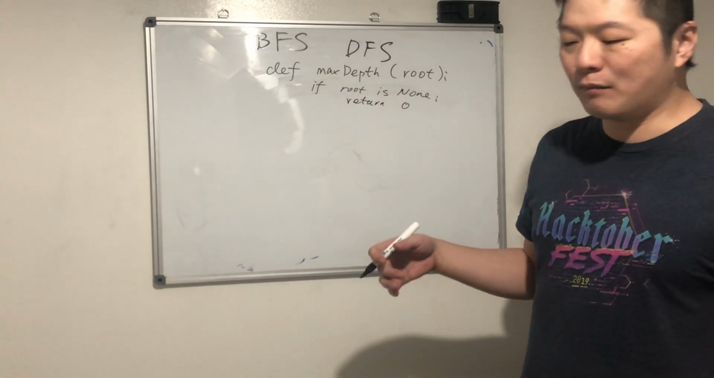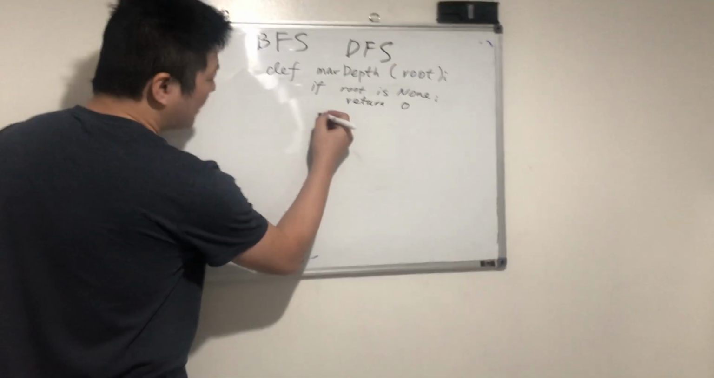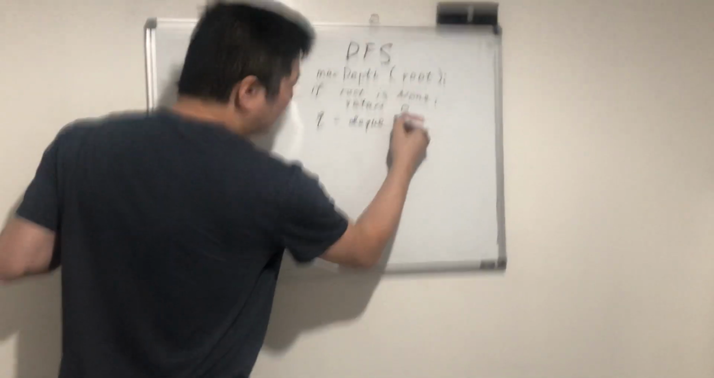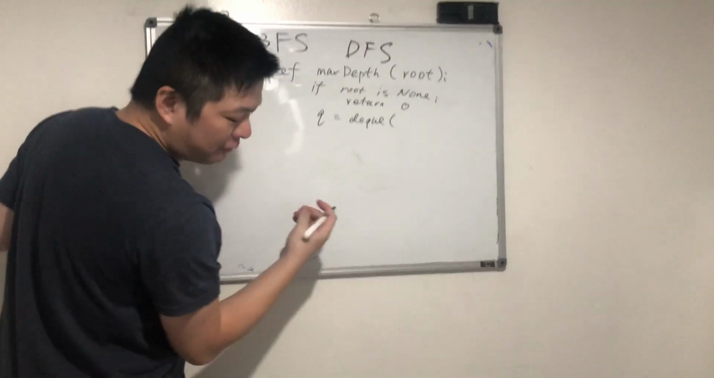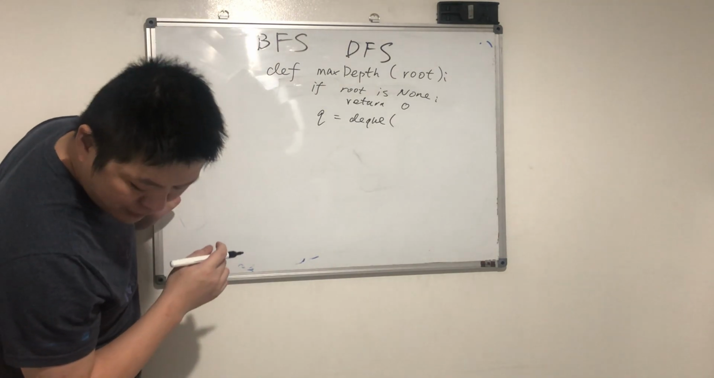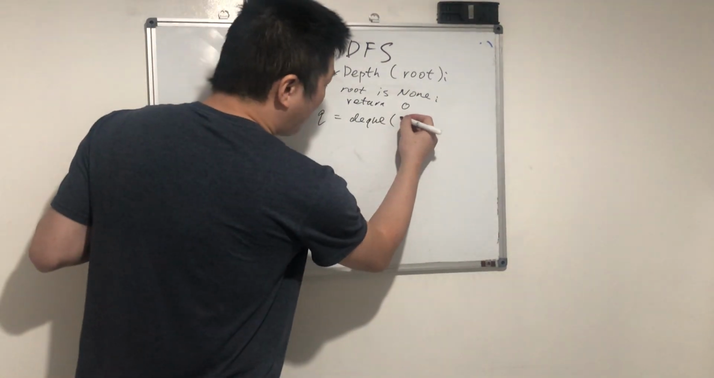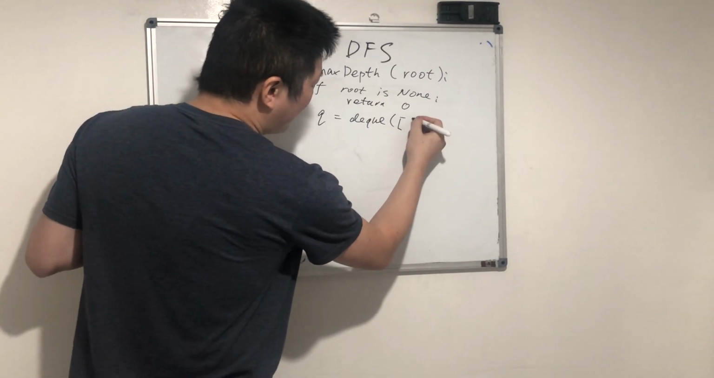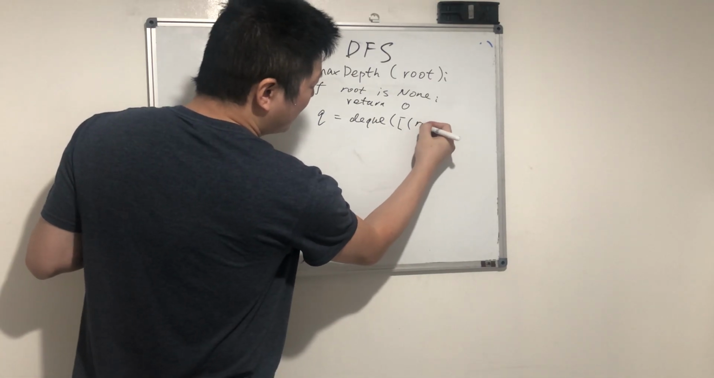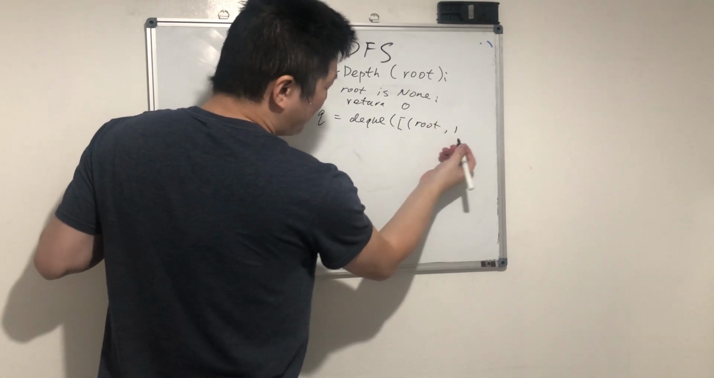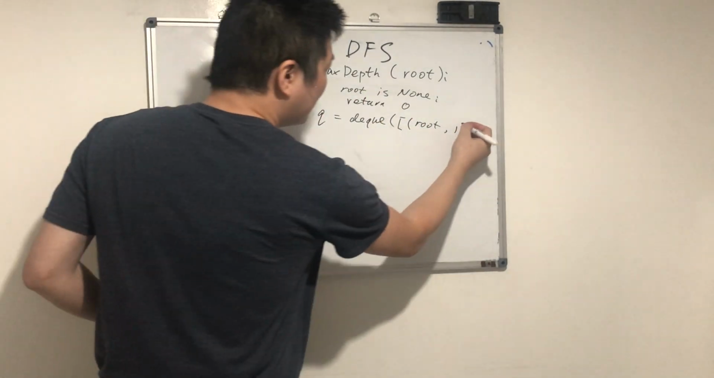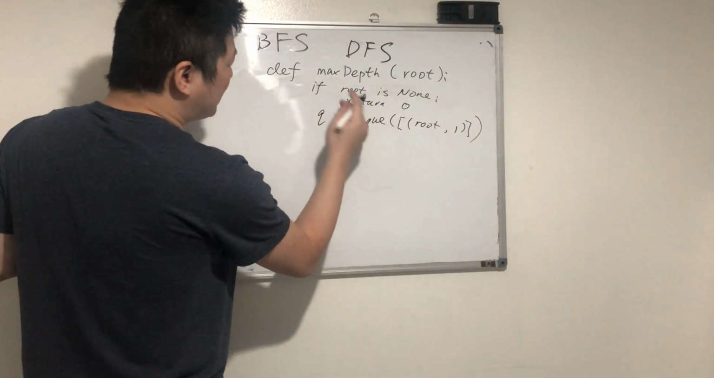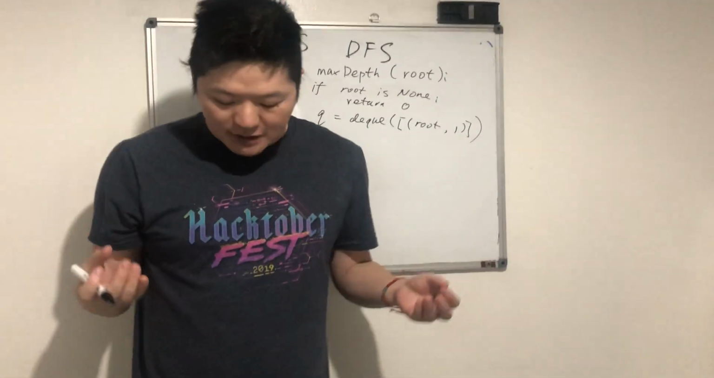In Python, we can use the double ended queue. Okay, so look. Queue equals deque, double ended queue. And then brackets. And then we need to push the first node, which is root, but we also need to push the steps, so we put a tuple: root and then 1, because the root has the level 1, right?